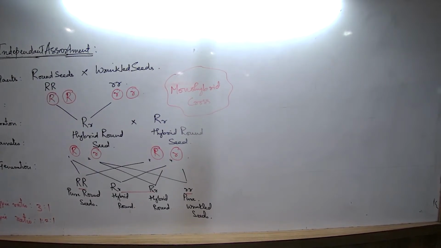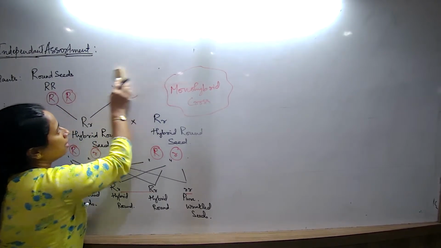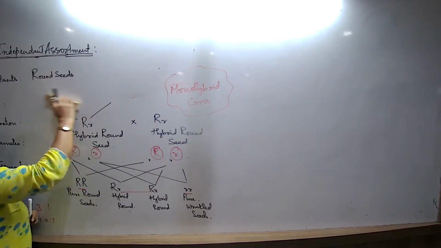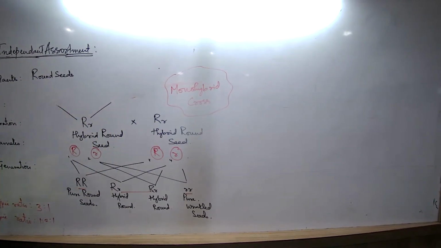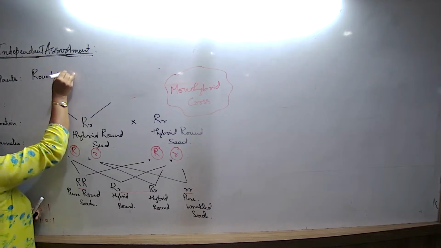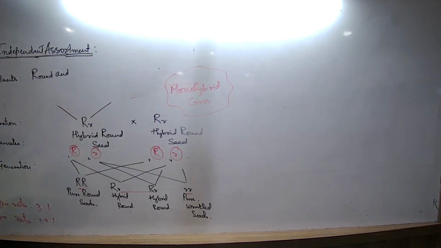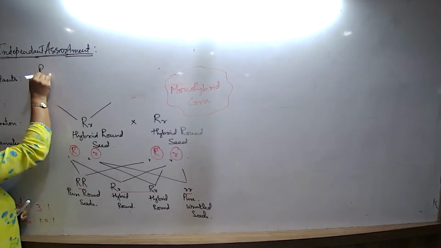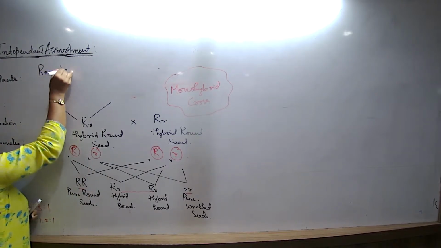Now here, let us start with the basic Mendelian concept. So parent plants. What are the parent plants that Mendel selected? The parent plants that Mendel selected were round and wrinkled. No, that was yellow and round. We start with this: round and yellow seeds.